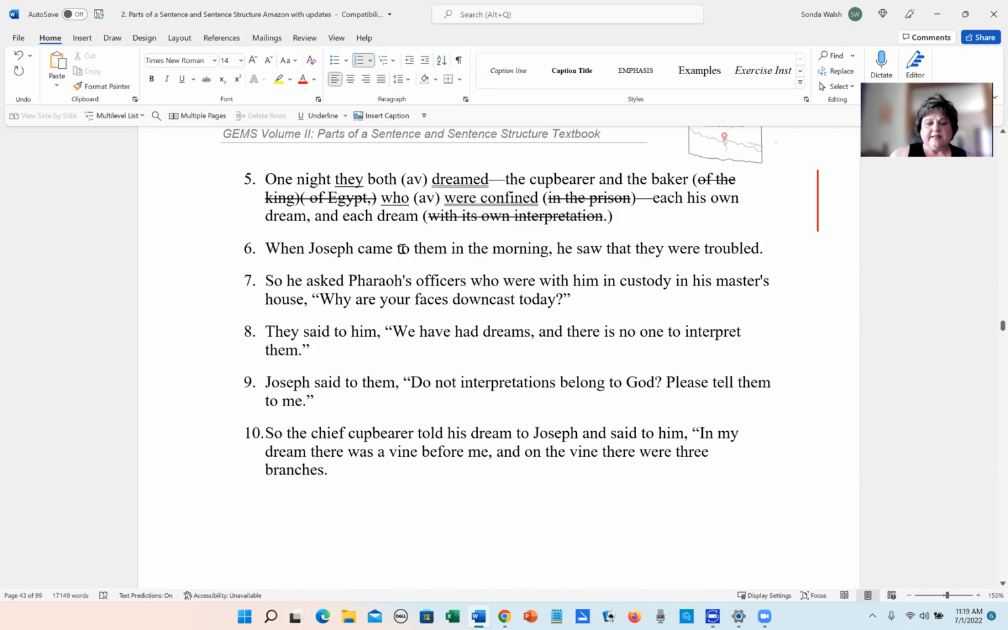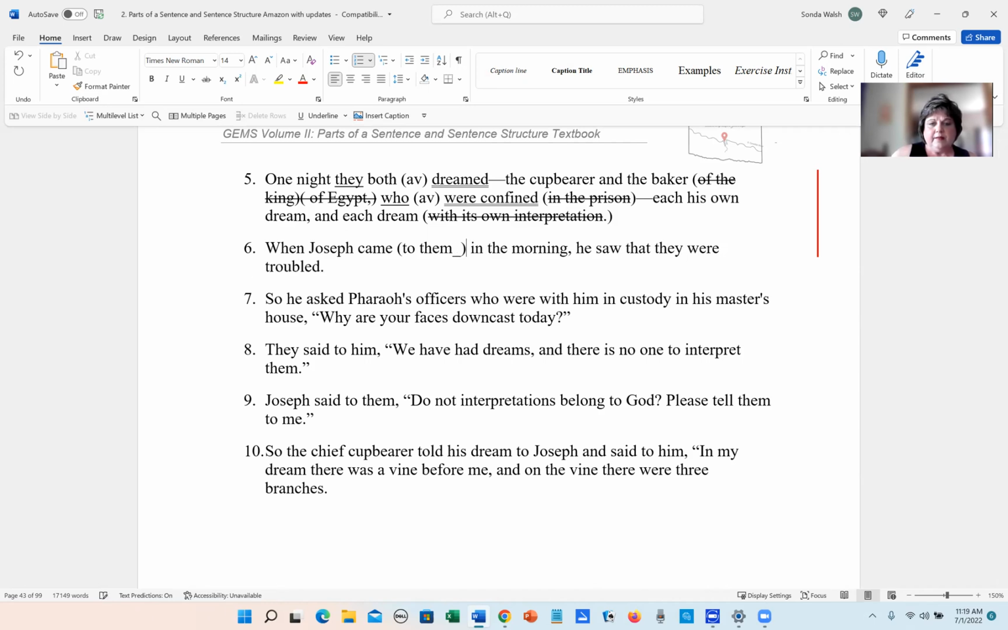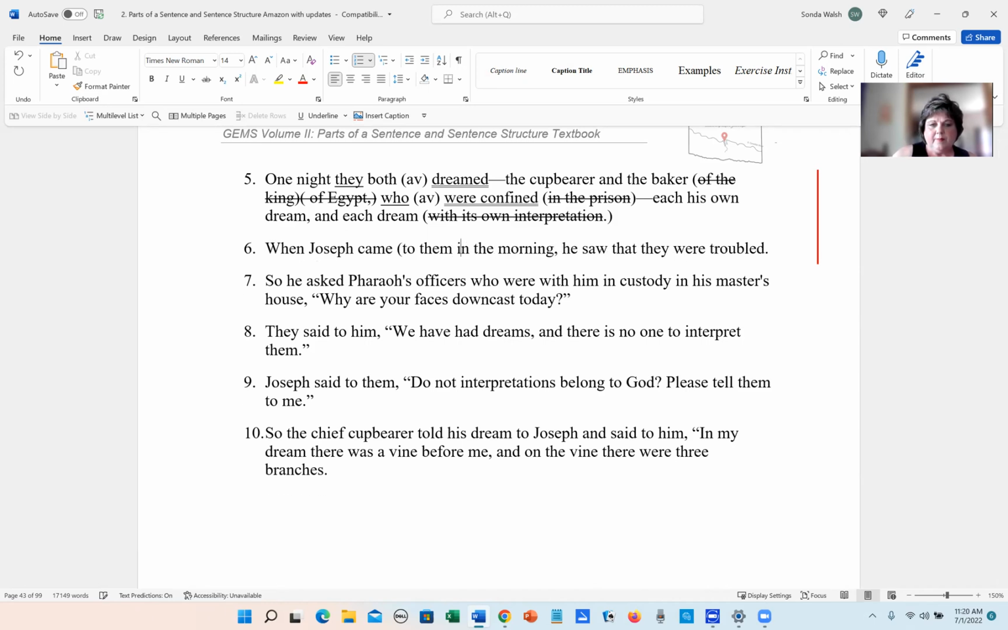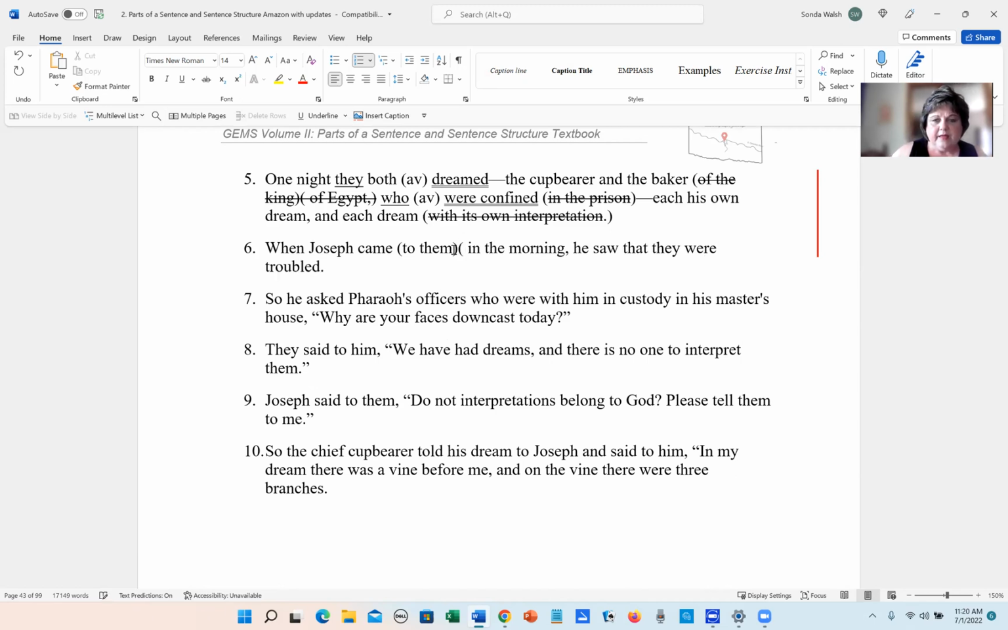First thing we're going to do is identify our prepositional phrases. To them is a prepositional phrase. I'm on a different keyboard today, so it's a little different. In the morning is a prepositional phrase. So Joseph is our subject. We'll underline that one time. Came is a verb. I'm going to underline that twice. Came is an action verb. I'm just going to put AV.